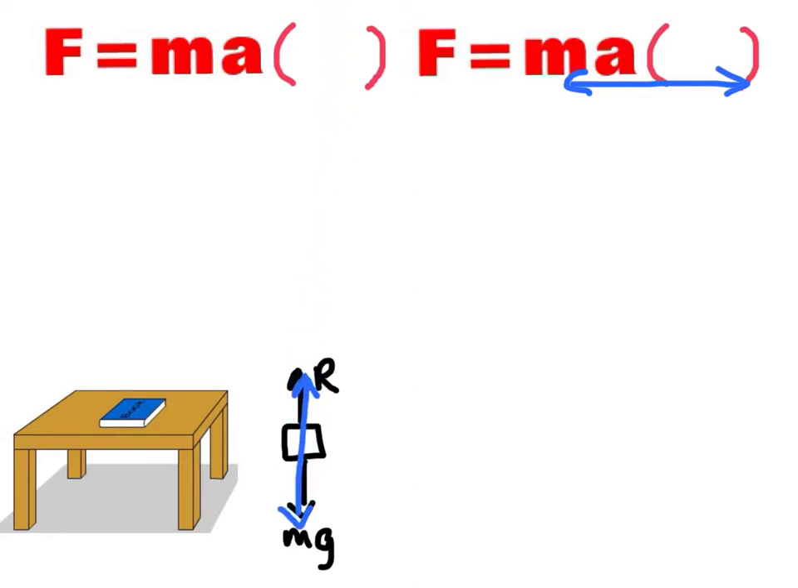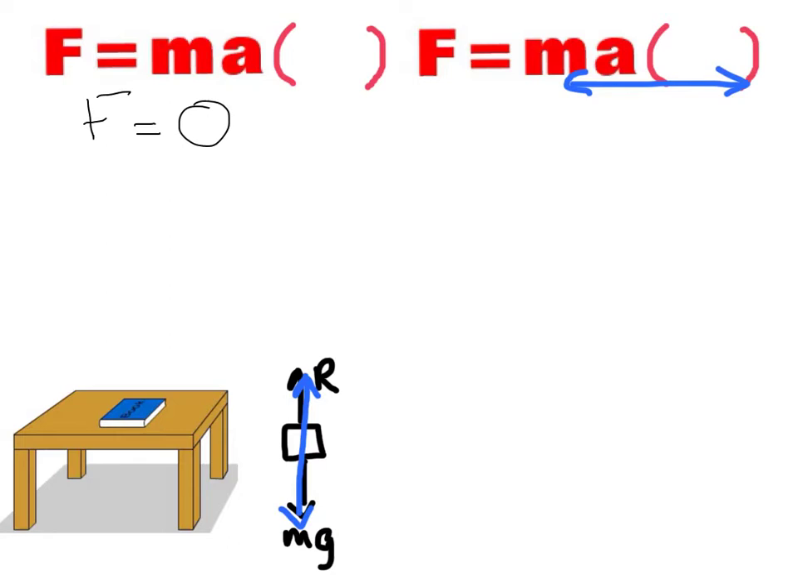So you look up and down, and what we're going to look for is the net force in this direction. We're going to put that equal to the mass of the book, which is m, times the acceleration of the book. Now what is the acceleration of the book? It's not accelerating, the acceleration is 0. Right, so F equals 0 then, because it doesn't matter what the mass is, the acceleration is 0.